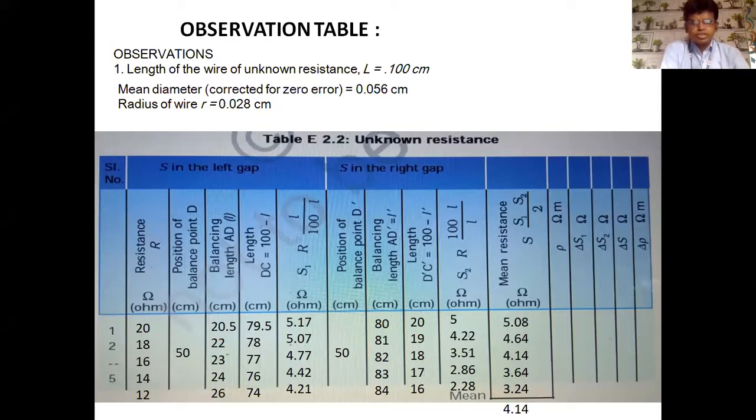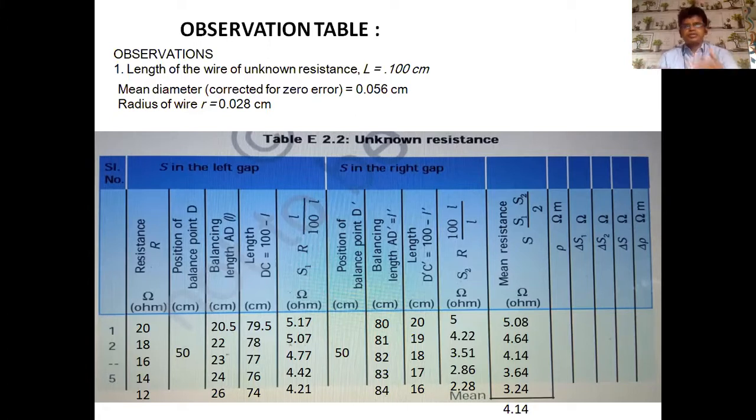How is S1 possible? So the equation is R in bracket L divided by 100 minus L. So now R we have 20, then L is 20.5 by 79.5. So we get the answer S1 is equal to 5.17. Now the remaining calculation, you try yourself.